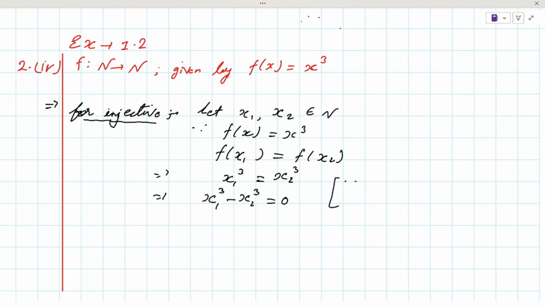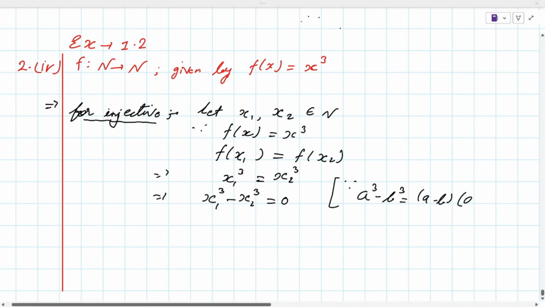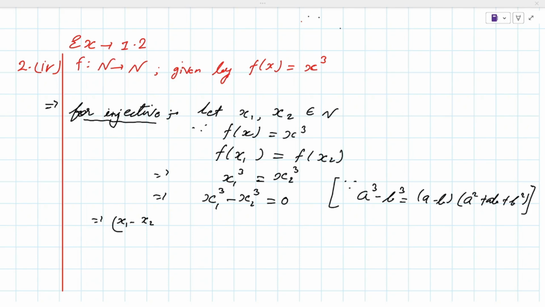A cube minus B cube. Yes, good. The formula is (A minus B) into (A square plus AB plus B square), right? This is the formula. So now here we will write in this form. It will be A minus B, means x1 minus x2. So should it be A square minus AB plus B square?